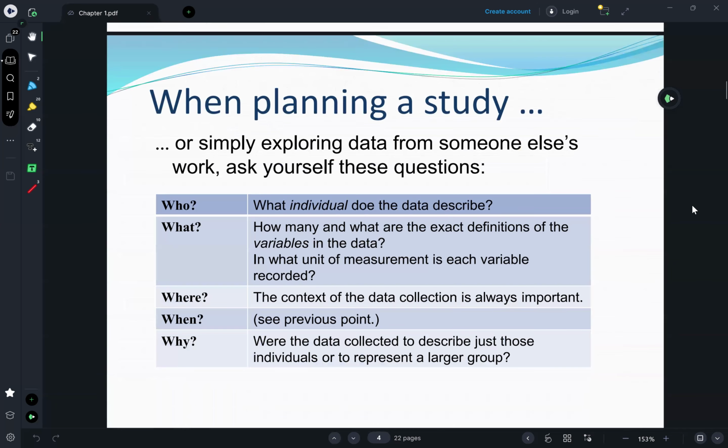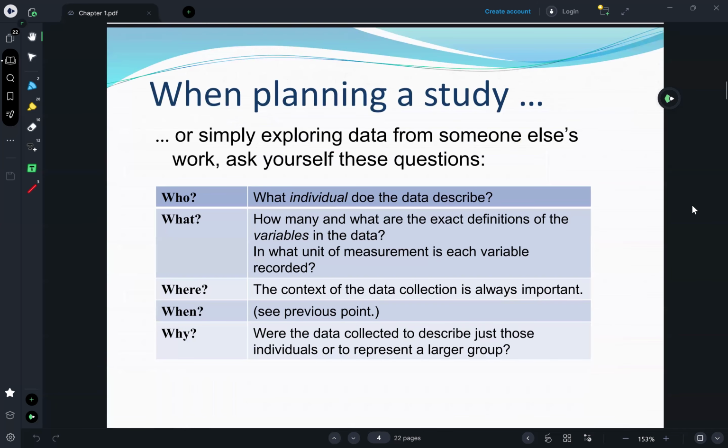but you may see them and find them useful in other courses. Okay, so this is talking about planning a study, getting organized. You want to ask what are the individuals, how many variables are in the data set, what's the unit of measurement? Are they doing miles per gallon, or are they using kilometers? Where was it done? Is it Canada? Is it Ontario? Is it London? Is it somewhere else around the world?